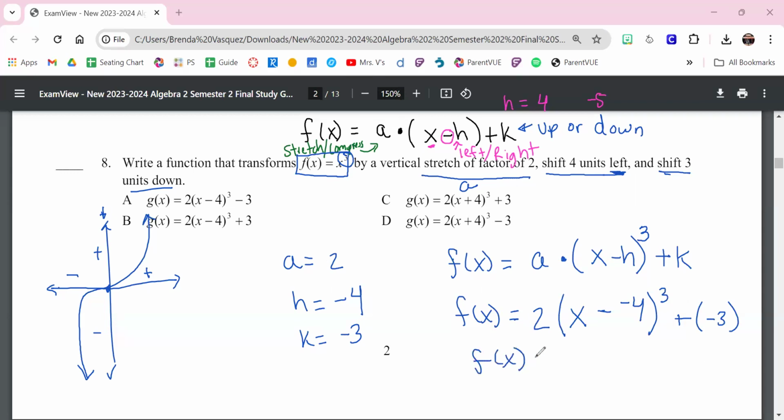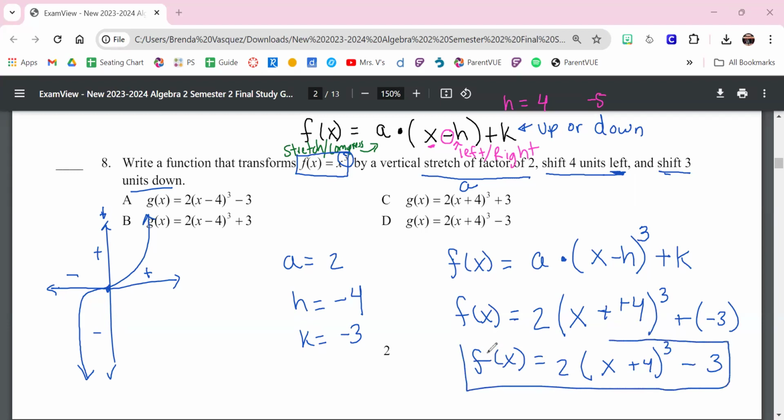f of x equals 2 times (x minus -4), that becomes a +4, to the power of 3, minus 3. Which one has this equation written as?